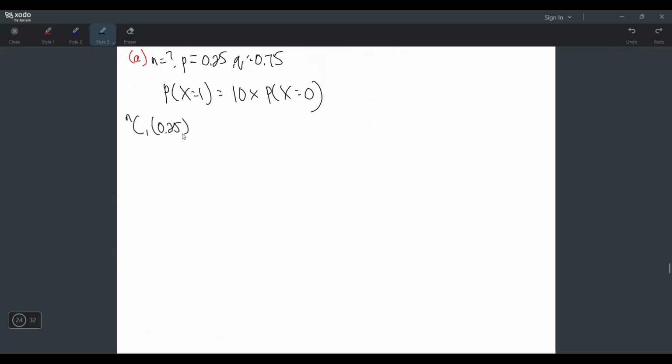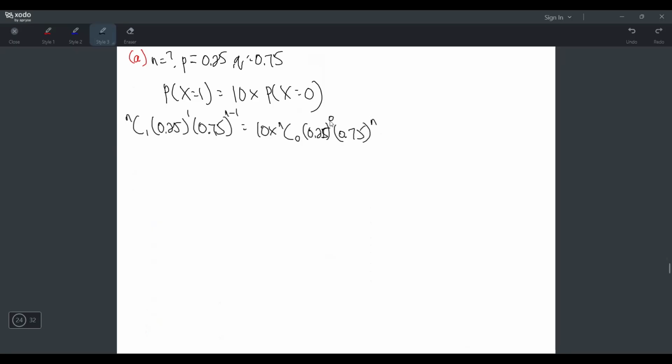So that's 0.25, 0.75. I'm so familiar with this question because when I do revision with my students, I always do the SPM past year. And I told you, this is the same as SPM 2017. I've done it so many times already. So the power here will be the same as the number down here, 1, and then n minus 1, equals 10 times P(X = 0), same formula. nC0, brackets, this is 0.25, this is 0.75. The power here will be the same as the number down here, 0, and then n minus 0 will be n here.